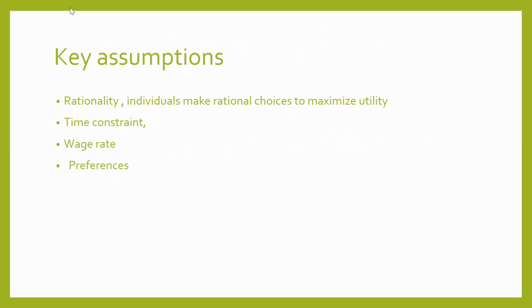The key assumptions for this theory: we have rationality, where individuals make rational choices to maximize utility. Individuals are assumed to make choices that maximize their satisfaction or utility. Then we have time constraint, whereby we have a fixed time constraint of 24 hours. So individuals are supposed to choose between work and leisure within the 24 hours, which is the time constraint. Then we have wage rate, which is the price of an hour of leisure, or the reward for an hour of work. So that is our wage rate as another assumption.